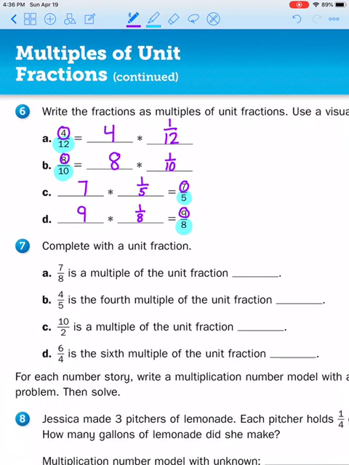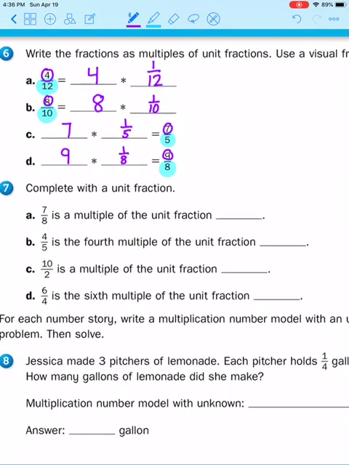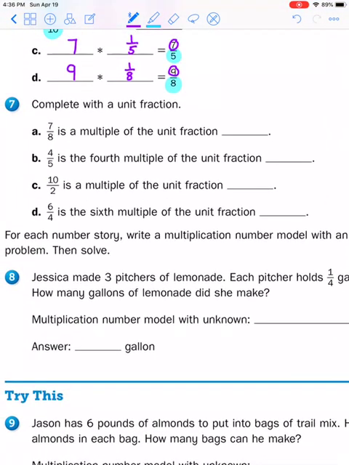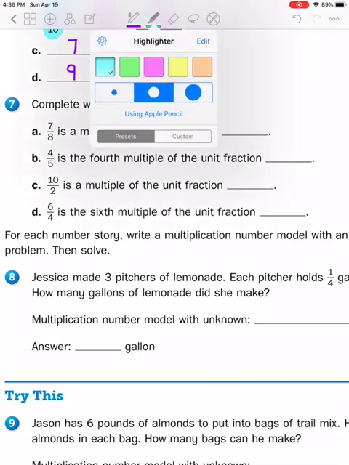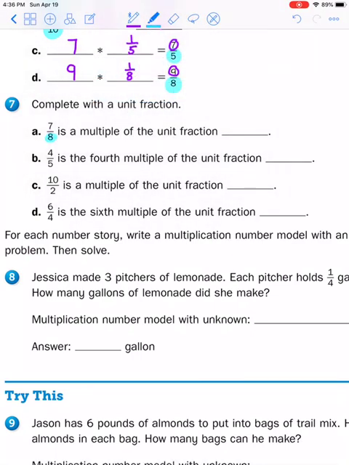Okay, let's go down to number 7. Complete with a unit fraction. 7/8 is a multiple of the unit fraction blank. Well, you have to look at your denominator, and if my denominator is in eighths, the unit fraction would be 1/8. Remember, in unit fractions, the numerator is always a 1.